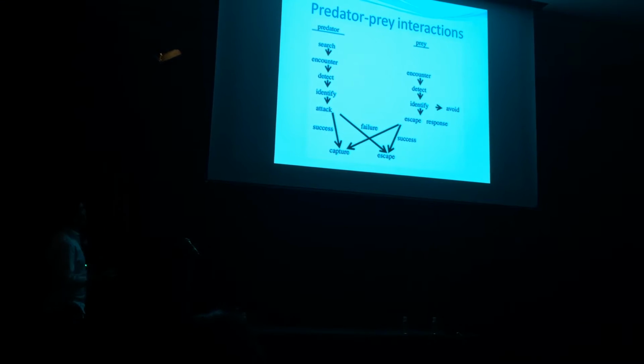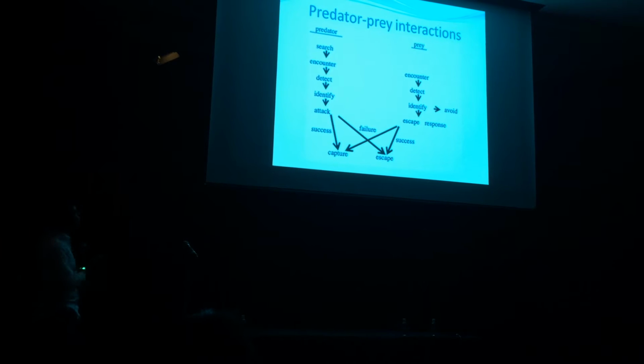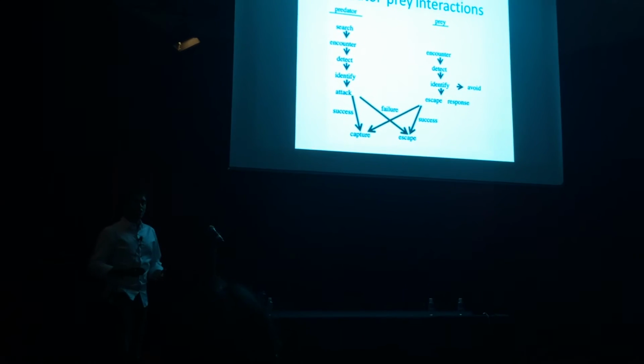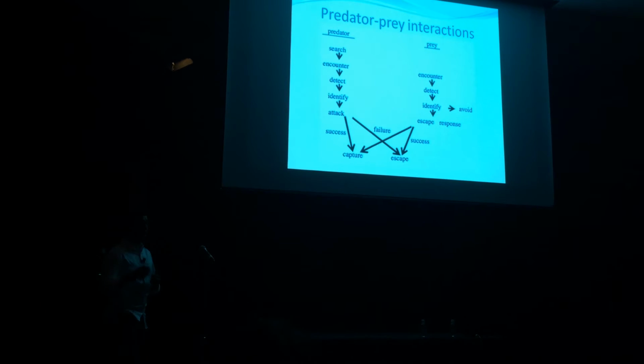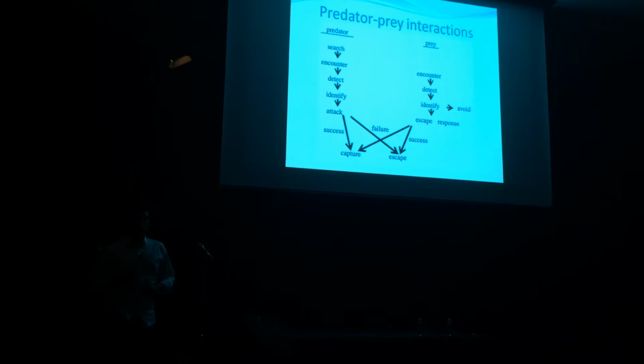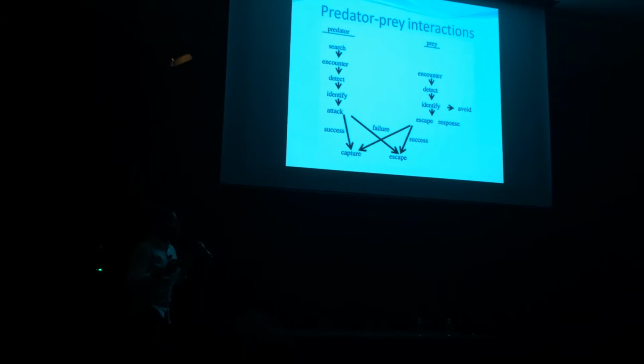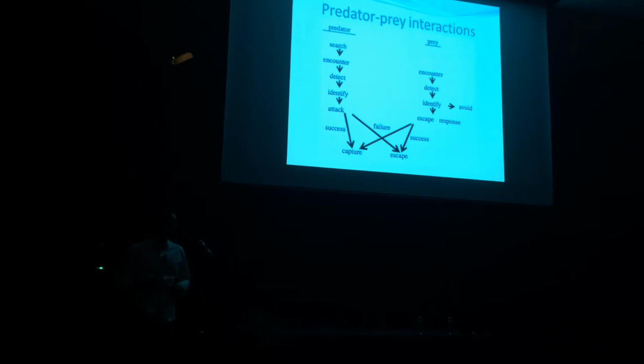So if you just want to follow with me here, we've got predators on one side and the prey on the other. After encountering each other, both these individuals then have to detect and identify each other. I want to talk about prey. So how do these prey individuals identify their potential predators?